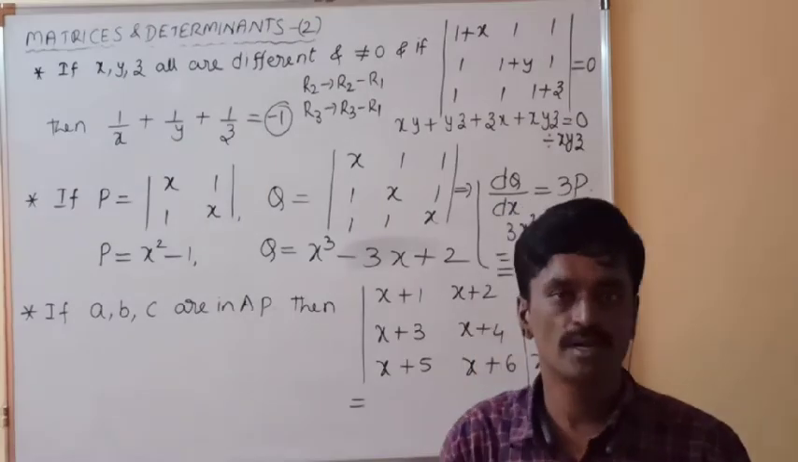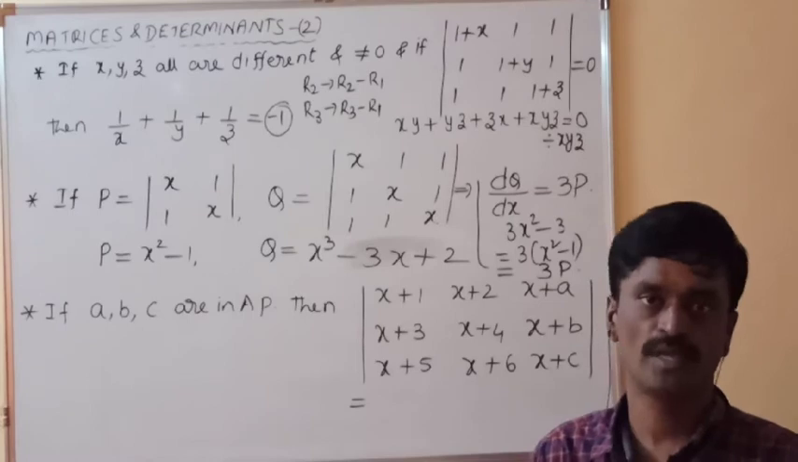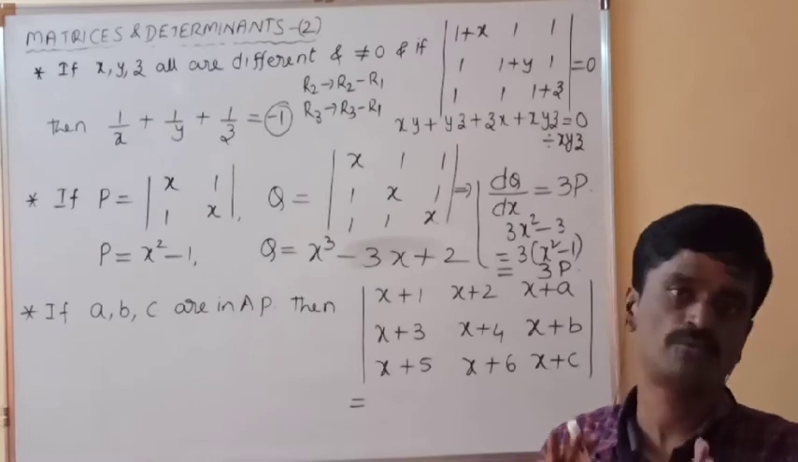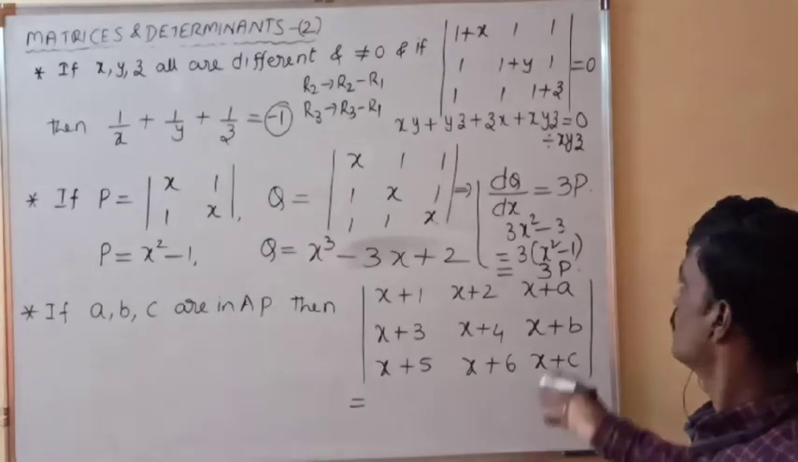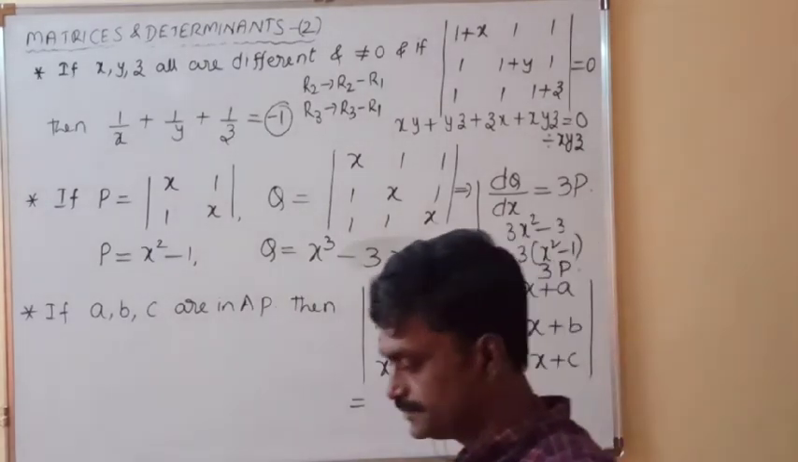The options are given in terms of p, like 3p, 1 minus 3p, 3p minus 1, 3p square plus 3p plus 2, like that. These options are given in terms of p only. So what we got as the answer is 3p.